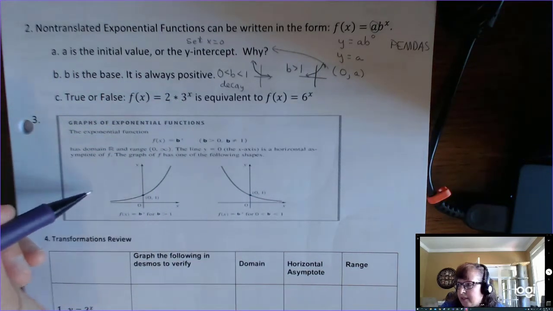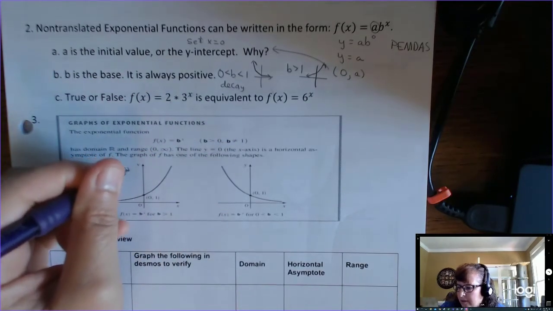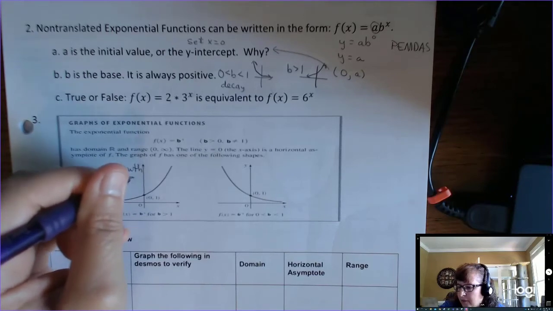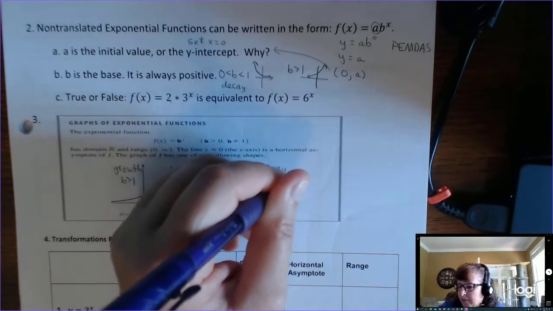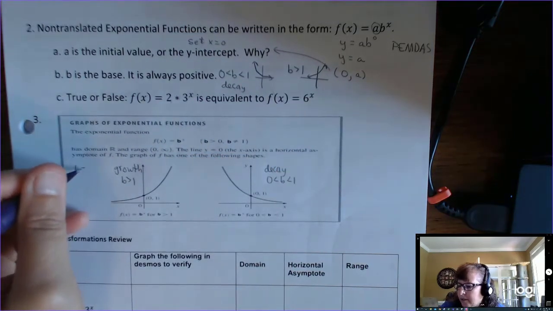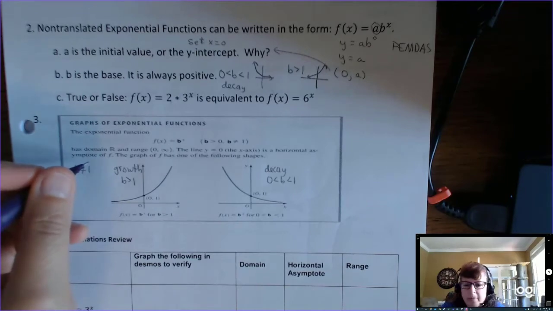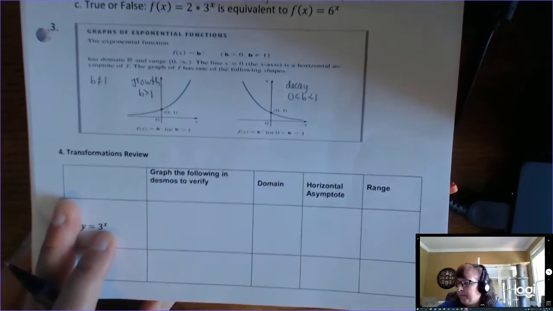So here's what I said just now. This is growth. This is when b is greater than 1. This is decay. This is when b is between 0 and 1. And b won't ever equal 1, because it would be very boring: 1 to any power is just 1, and the function wouldn't curve or anything.